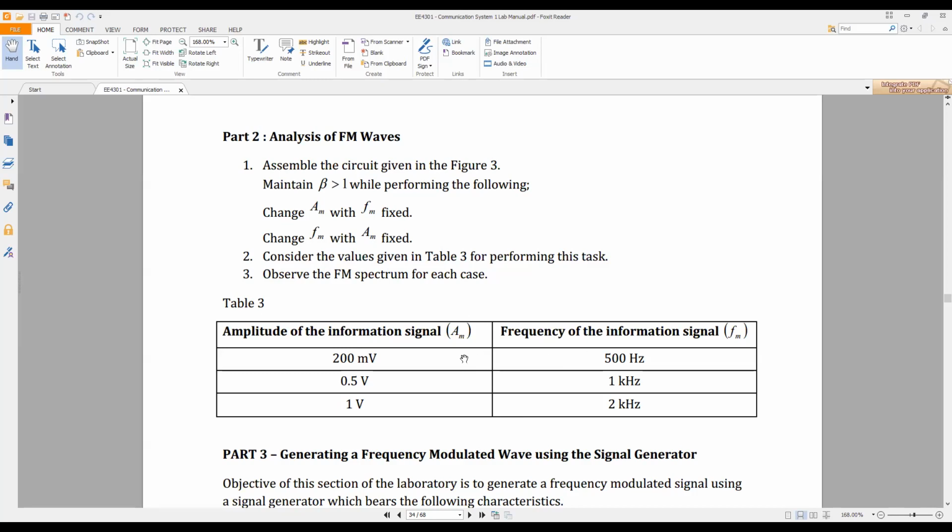So it's for 500 hertz input for this voltage. Likewise, you have to add all the 9 spectrums to the report. Okay, I'll put them in the chat now. So did you understand how to do these two parts, or are there any unclear things?